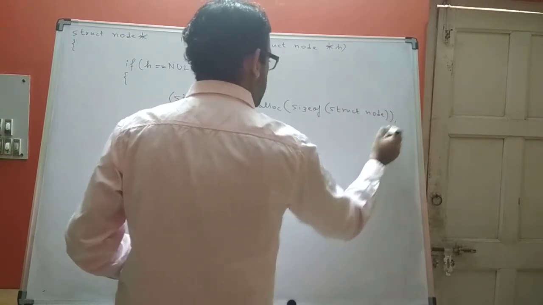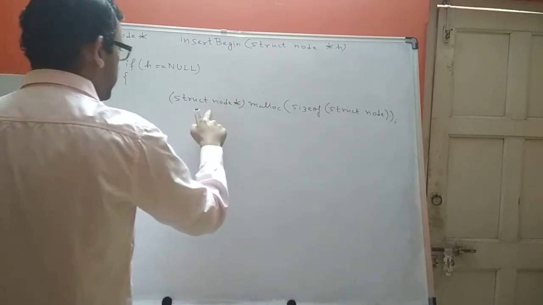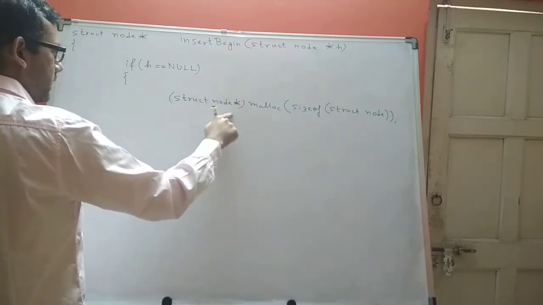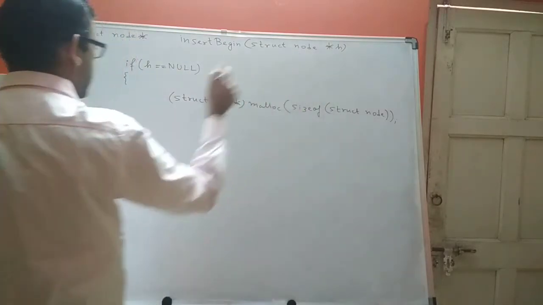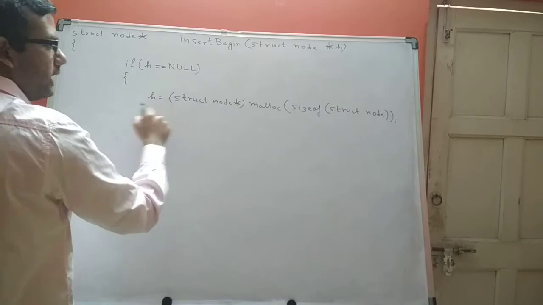Now since malloc returns a void pointer, I need to typecast it to struct node star. Why struct node star? Because look at the type of H. The type of H is struct node star. So this will create a single node.